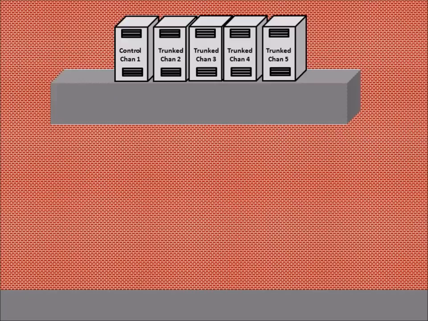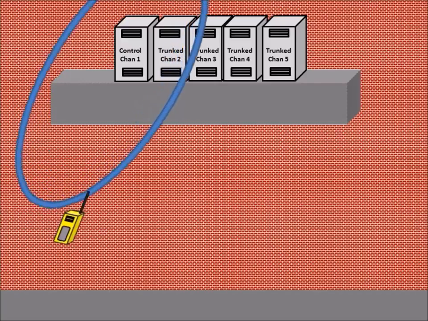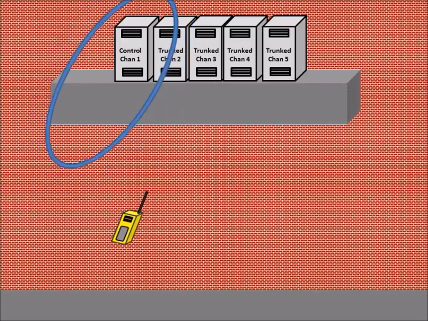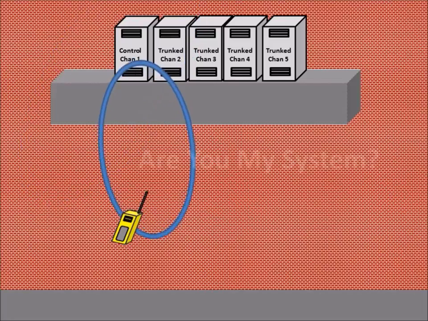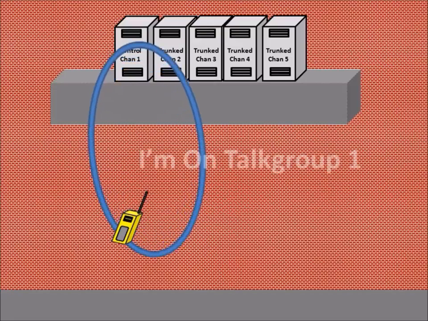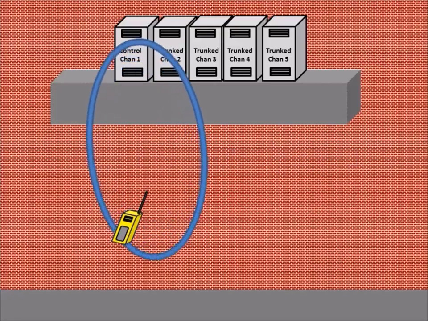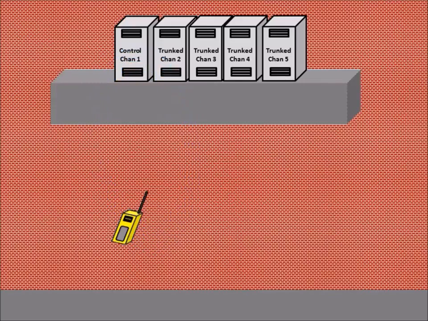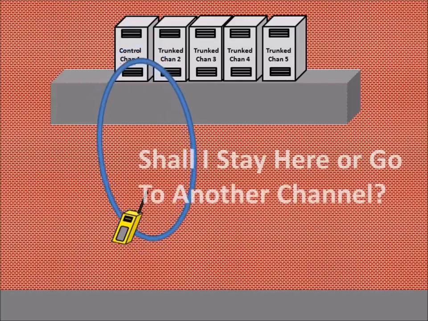All radios communicate with the control channel to obtain information on what it should be doing. Shall I wait idle? Is there other users on the talk group that I am on? What channel are they operating on? Am I authorized to even be operating on this system? Let's review a typical setup.